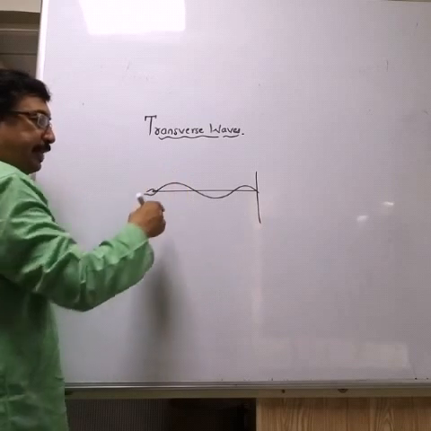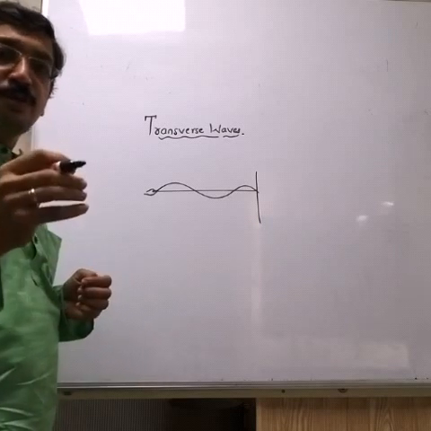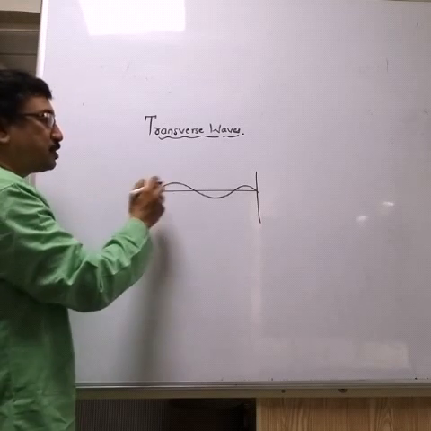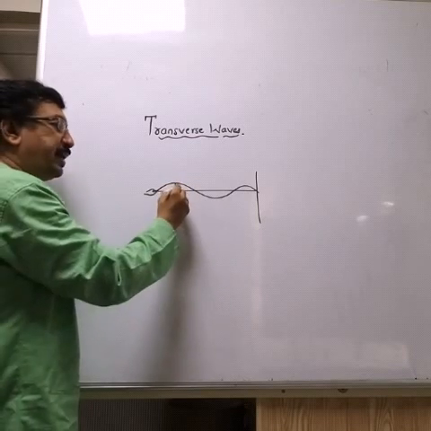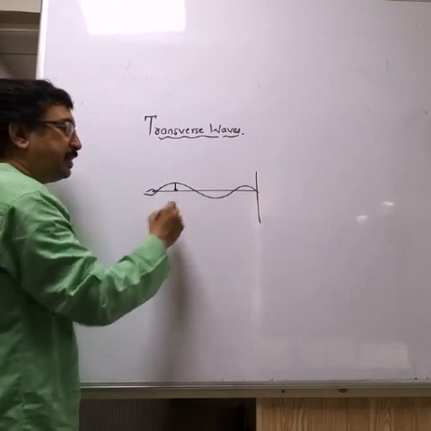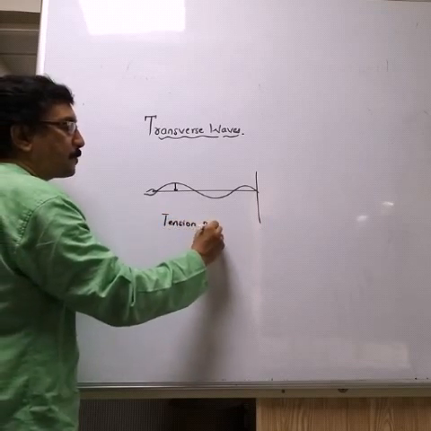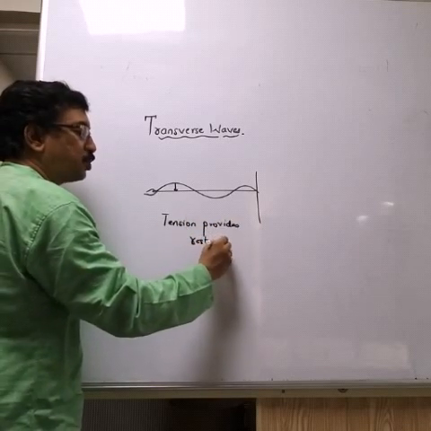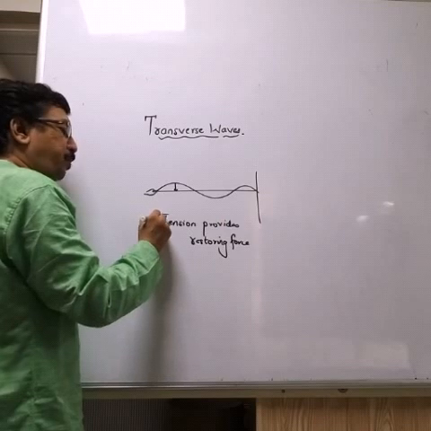Here, the tension in the string provides the necessary restoring force. When the string moves up, it returns back to its original position and then again moves down, again returns to its mean position. That is happening because of what? The tension in the string. The tension provides what? Restoring force to the string. So this point you remember.